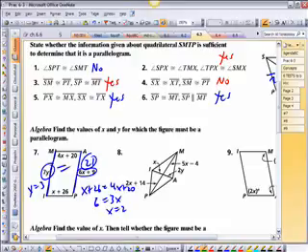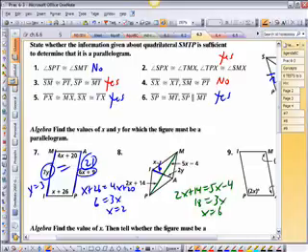Let's see. For number 8, we can say that 2x plus 14 is equal to 5x minus 4 because the diagonals bisect each other. Add 4 to both sides, subtract 2x, divide by 3. And now we know that x is 6. This piece in here would be 6. So we know that 6 is going to equal 2y because those pieces have to be equal to each other since the diagonals are bisected. So y is equal to 3 when you divide by 2.